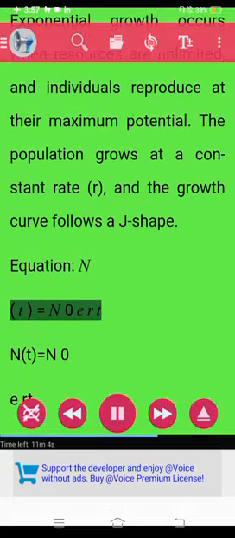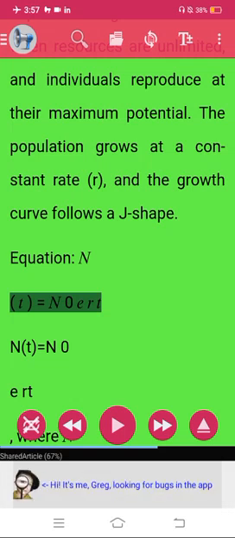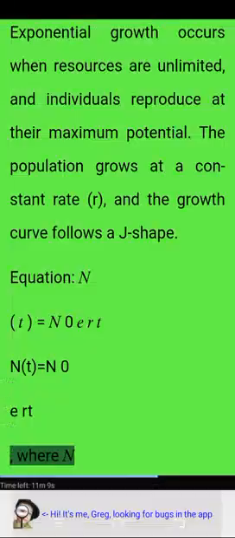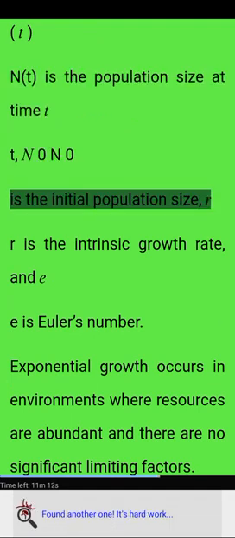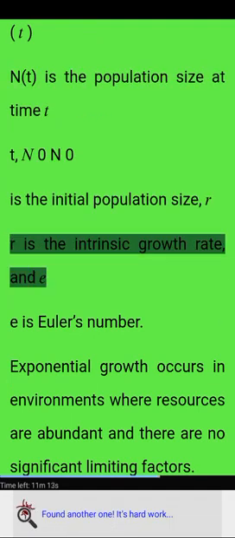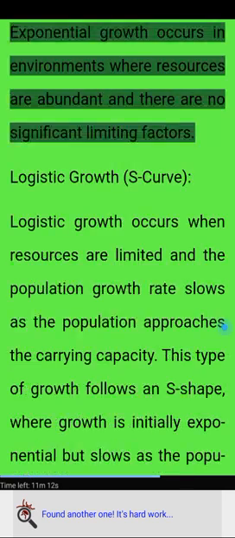Equation: Nt equals N0 e^(rt), where Nt is the population size at time t, N0 is the initial population size, r is the intrinsic growth rate, and e is Euler's number. Exponential growth occurs in environments where resources are abundant and there are no significant limiting factors.